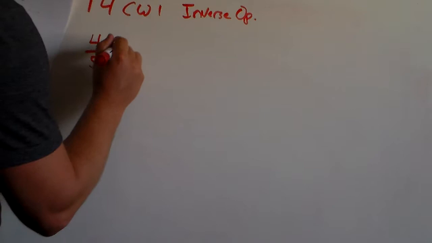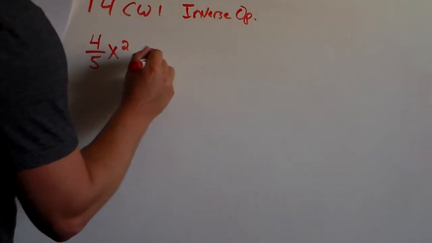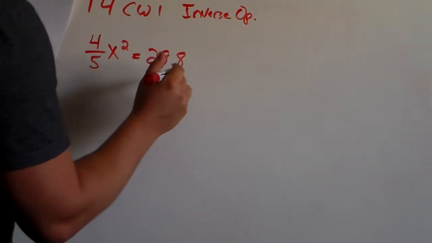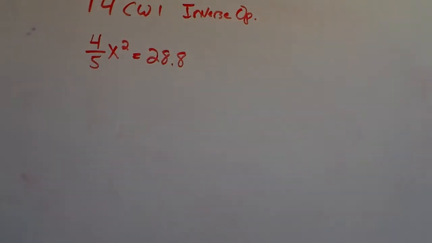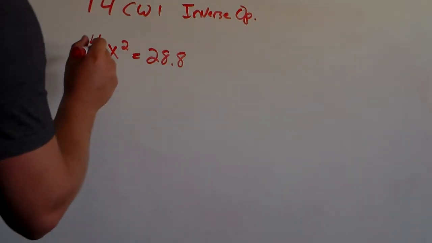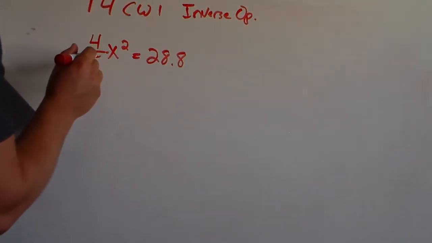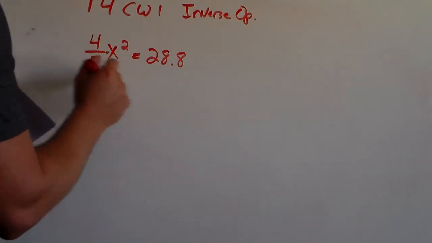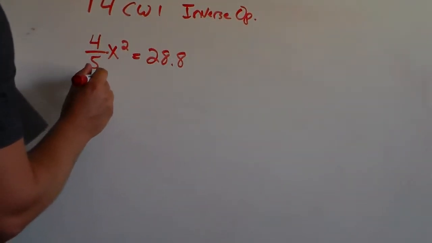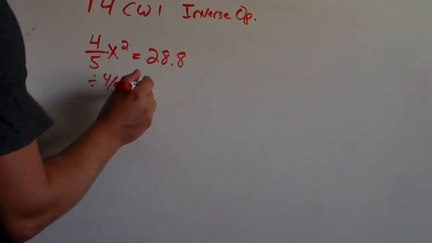we're given 4/5 x squared equals 28.8. Our goal is to find out what x is. The two answers for x could be plus and minus, so this involves square roots and dividing by fractions. So we have 4/5 times x squared. To move the 4/5 to the other side, we have to divide by 4/5 on both sides of the equation.